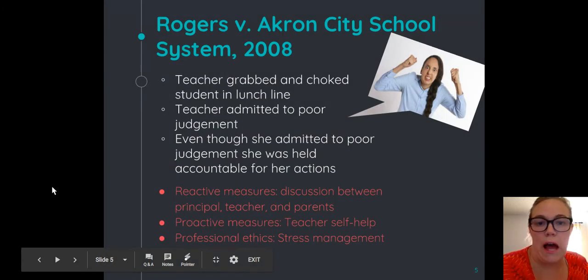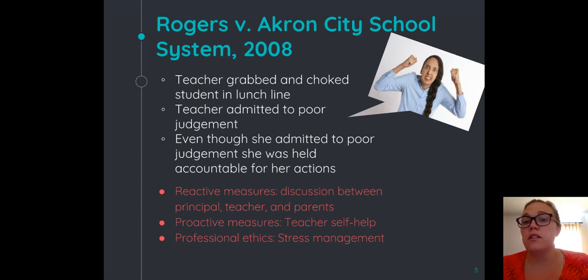Next was Rogers versus Akron City School System. The teacher grabbed and choked a student in the lunch line, and the teacher had admitted to poor judgment, thinking that if it wasn't malicious intent, and she had recognized afterwards that she had made a mistake, that it would kind of negate what had happened. But the courts ended up saying that she needed to be held accountable for her actions, so they ruled it an unintentional tort, because in the end the intentions were not what she had wanted.